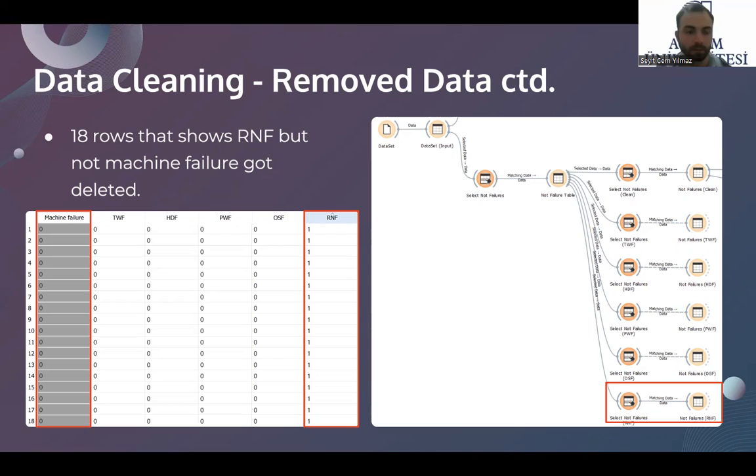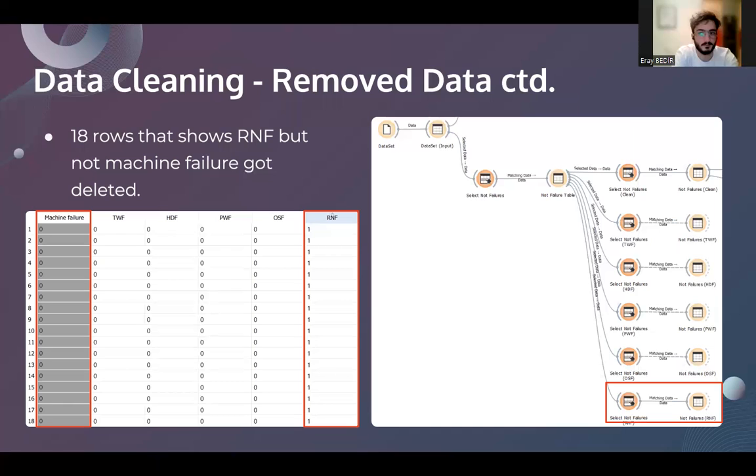But hocam, we didn't consider it like that. The distribution of RNF is not suitable for using, so we think that we can not use it. We cannot use any data oversampling method for RNF. It's not meaningful. I am just saying that in your data, the definition of the RNF belongs to a failure type.